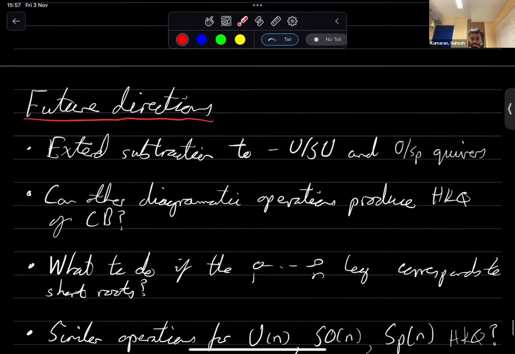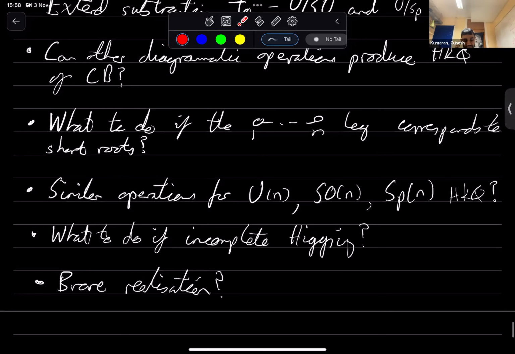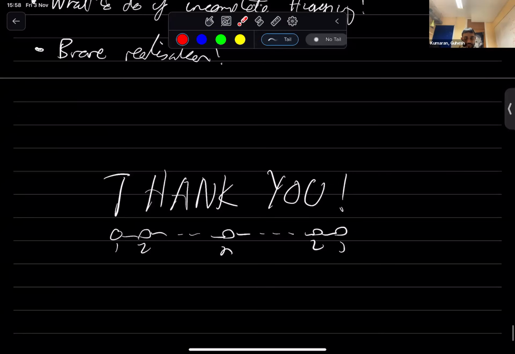Okay, future directions. So these are pretty natural questions to ask. Can you extend the subtraction to USU and orthosymplectic quivers? Is subtraction the only technique that can produce a hyper-Kähler quotient, or could you do something else? And what do you do if this leg of 1 to n actually corresponds to short roots? Are there similar operations for UN, SON, and SPN hyper-Kähler quotients? And also what to do if you have incomplete Higgsing. And maybe quite interesting, perhaps speculative, is could you realize this in a brane system? Since the Kraft-Procesi subtractions do come from a brane system. And there is a nice stringy way of realizing this. So thanks for your attention.